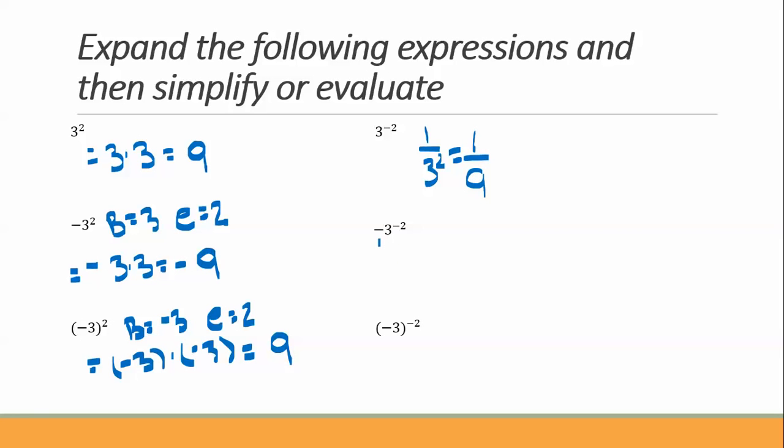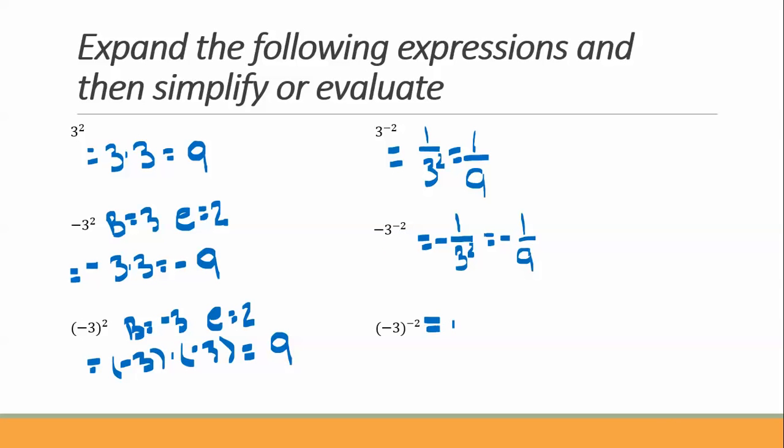This one says negative of 3 to the negative 2. So that becomes 1 over, we can leave that negative out front, 3 squared. The negative stays out front, and 1 over 3 squared is 1 over 9. So our final answer for the negative of 3 to the negative 2 is negative 1/9.